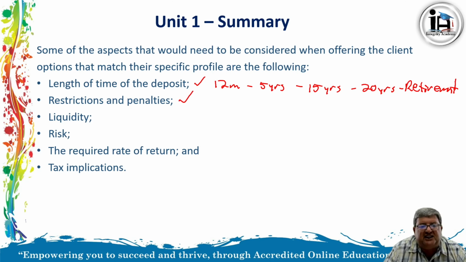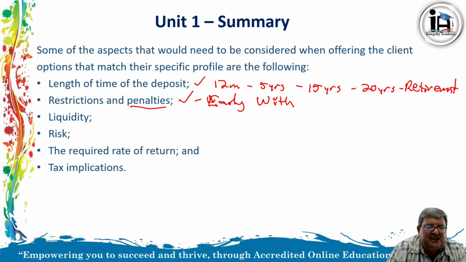There are restrictions and penalties for early withdrawals. The restriction is that they cannot withdraw, but if they want to, they're going to have a penalty. So the restriction will be they cannot withdraw within the 12 months or 5 years. If they do, for an early withdrawal, they're going to pay a penalty.